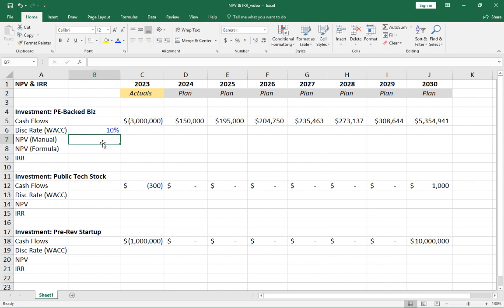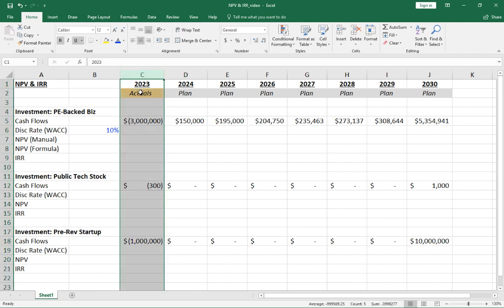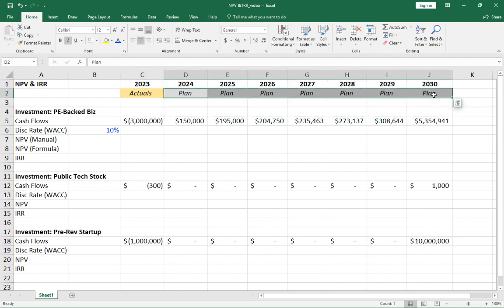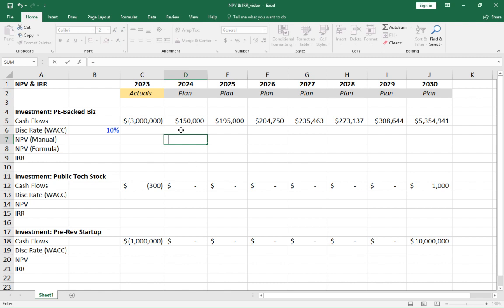So let's talk about the NPV formula first. Year 2023, we're saying this is historical numbers, so this already happened. And 2024 to 2030, this is our forecast. These are the cash flows that we hope to get in the future. So the NPV formula is equals, you take the future cash flow in year 1, then you divide it by 1 plus the discount rate. So that will reduce the number.